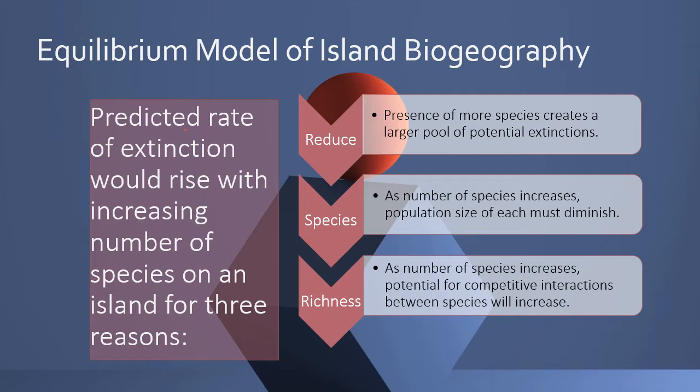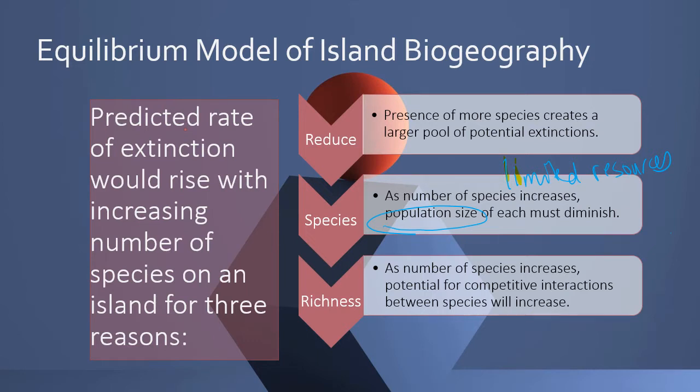As the number of species increases, you still have limited resources. And because you have limited resources, there's only so many morsels of food, so much energy available. So the population size of each species must diminish. And that increases the chance that, just out of stochastic random occurrences, you could lose a species there.